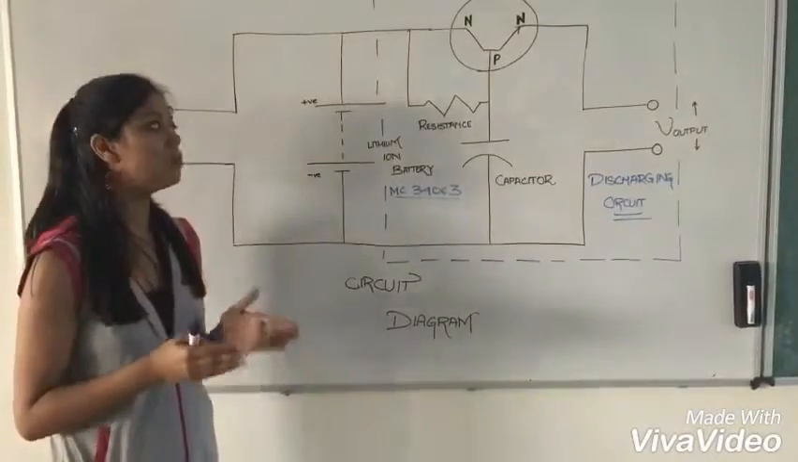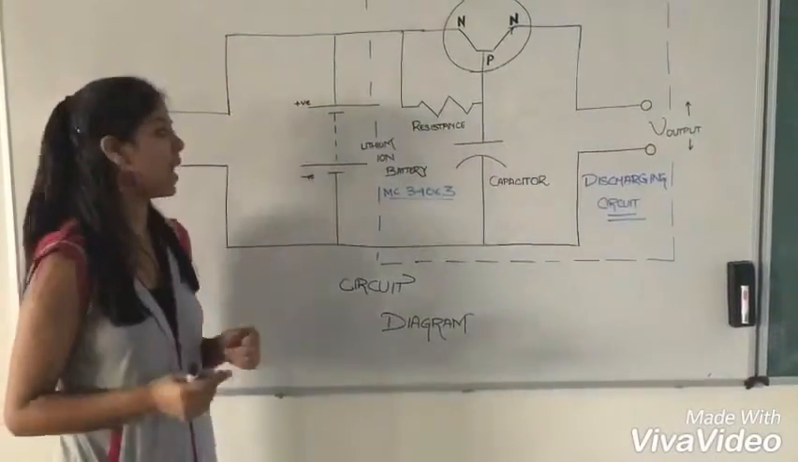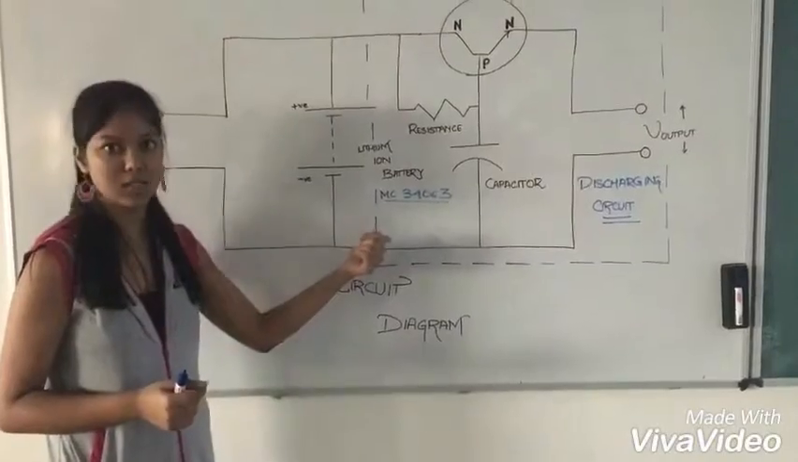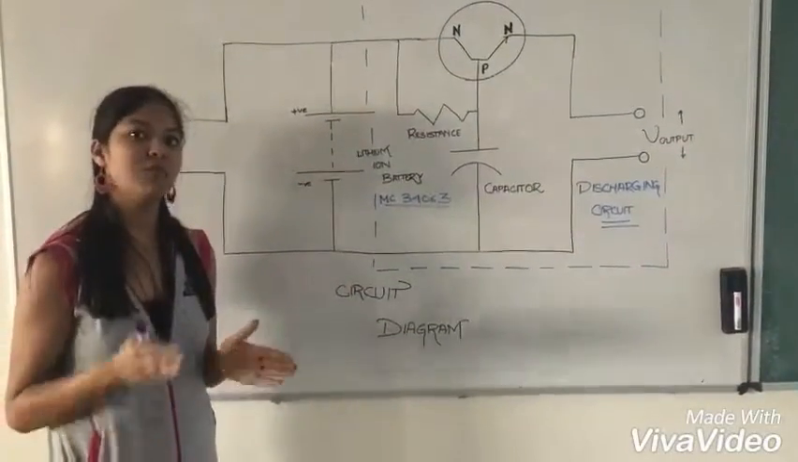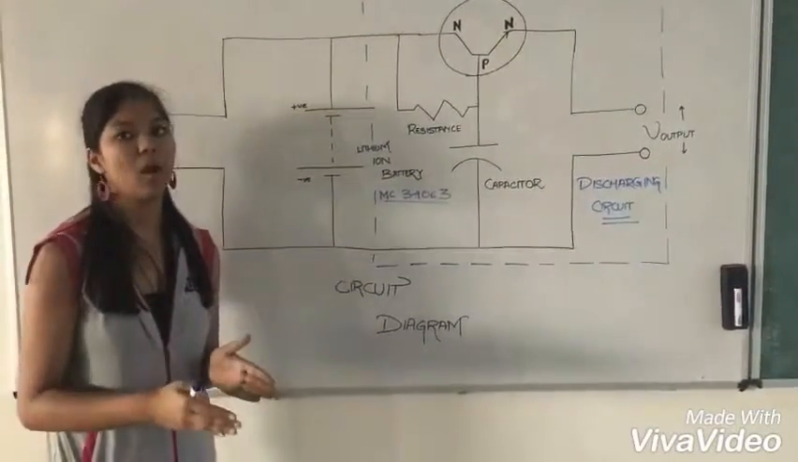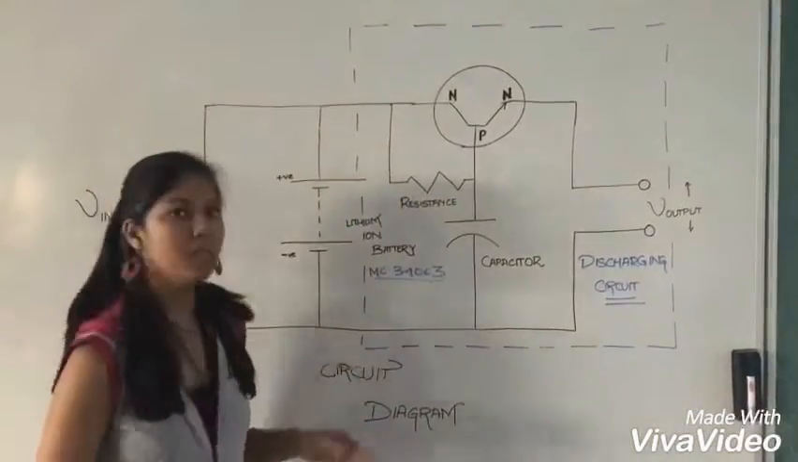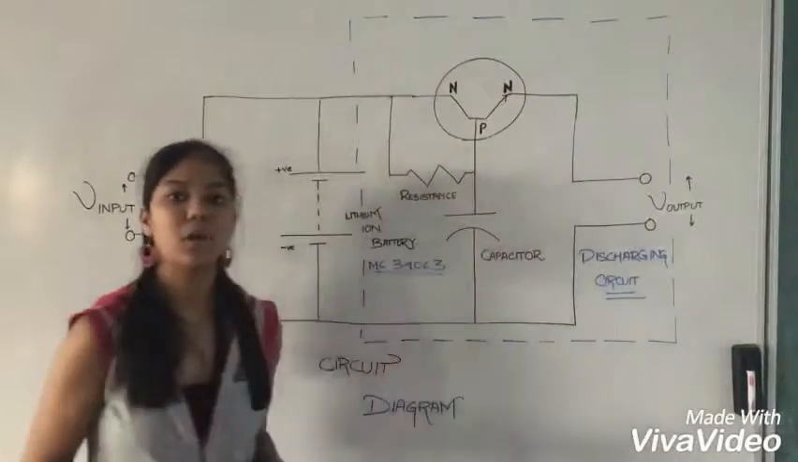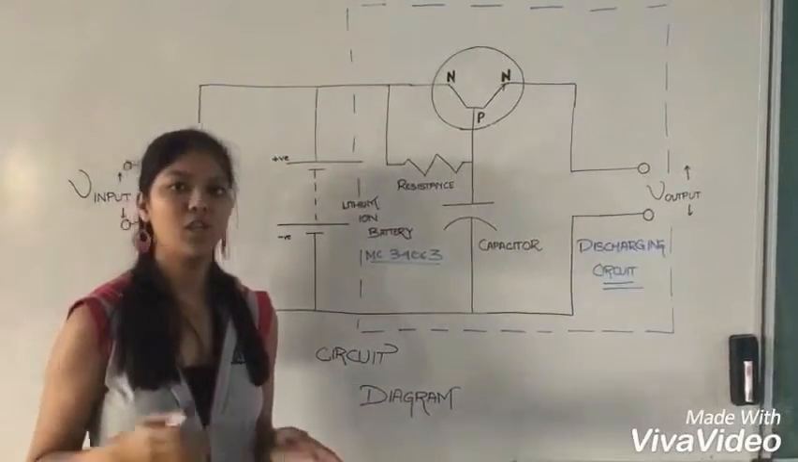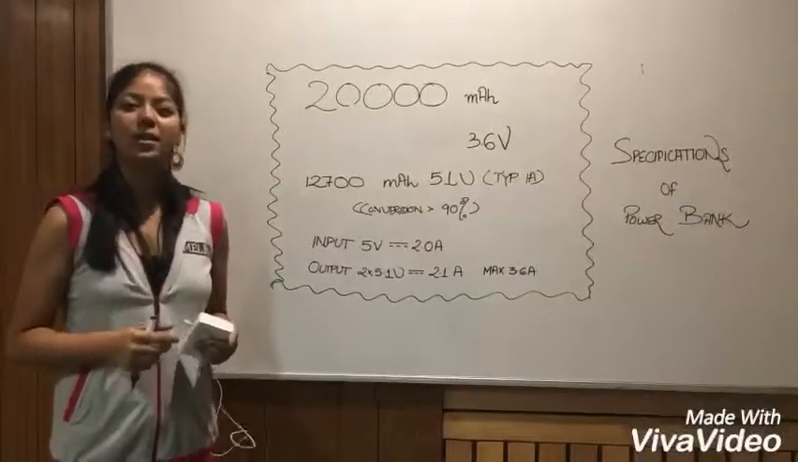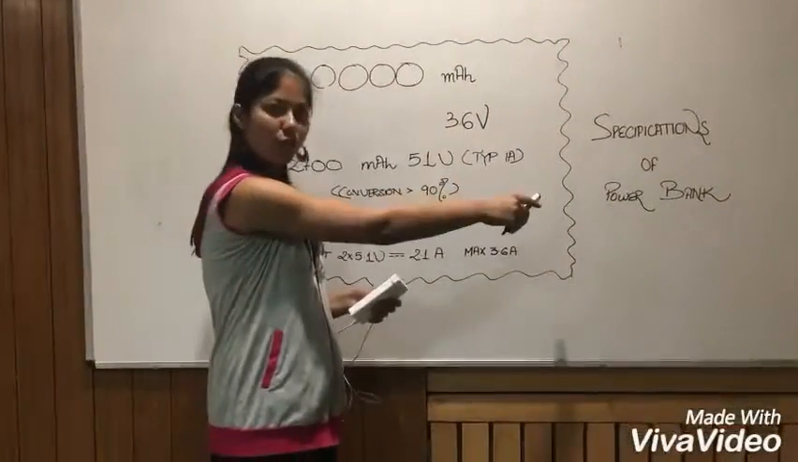To rectify this, we use another well-renowned IC, that is MC34063. It is specially designed for step-up, that is boost, and step-down, that is buck functions. So coming back to the circuit diagram, this transistor is used for current regulation so that our current does not change drastically. Let us now talk about the specifications of the power bank.